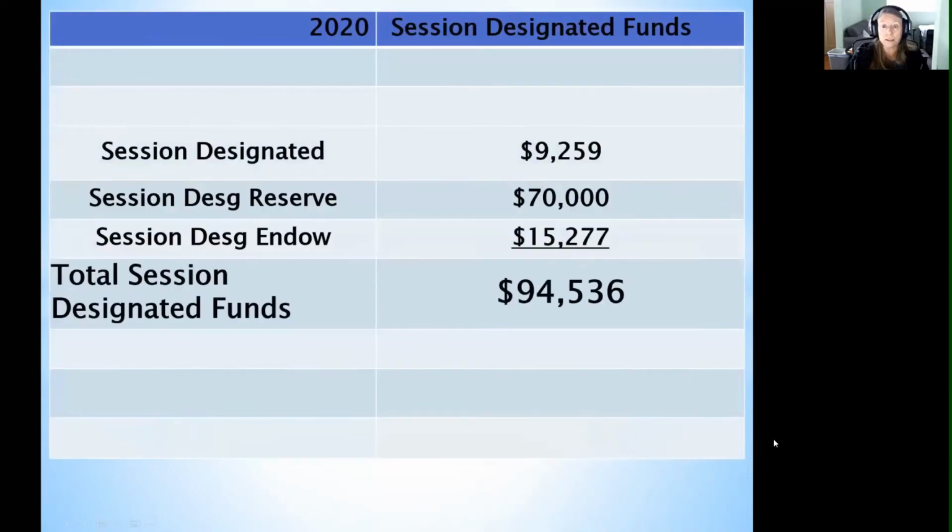Okay, next slide. This just gives you a picture of where the designated reserves and endowment are here. We are lucky in that we have a lot of investments that, if we need to, we can draw from if things keep going with income being down a little bit. So as a church, we're actually in a very good position to weather years like this. Okay, next slide.